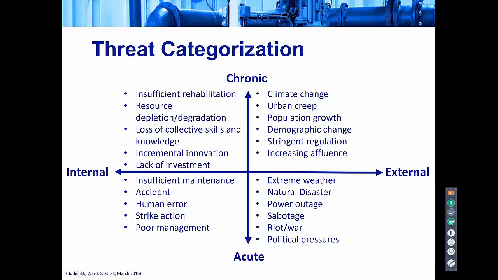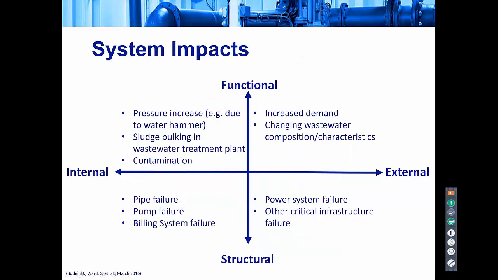So the next part of this particular approach is thinking through the system's impacts. Very similarly, we have a matrix where you have on one axis functional to structural, and on the other axis internal to external. So when you're thinking about an internal functional impact, contamination is a very basic one that might happen if there's a threat like a lack of investment in the system.